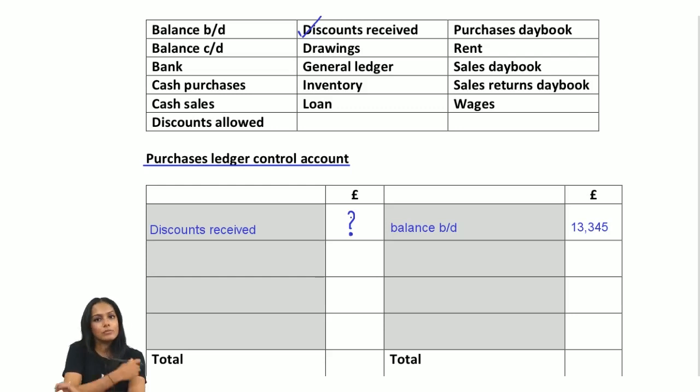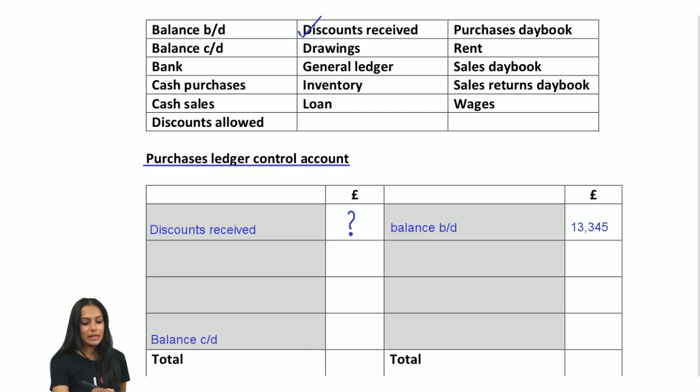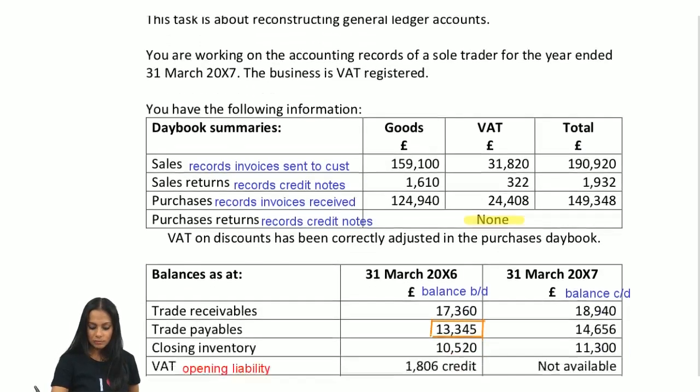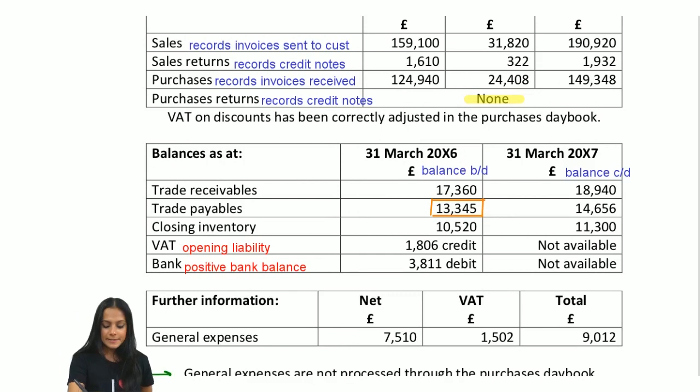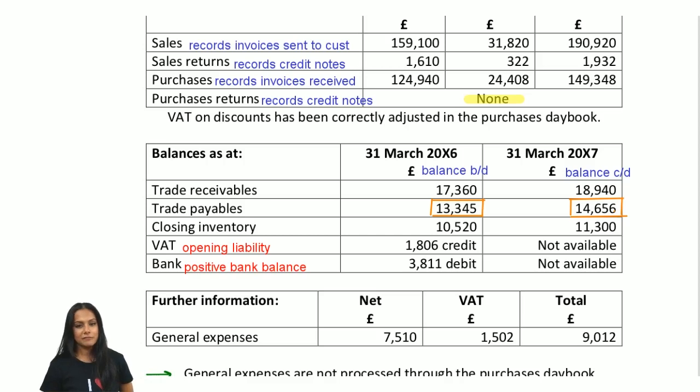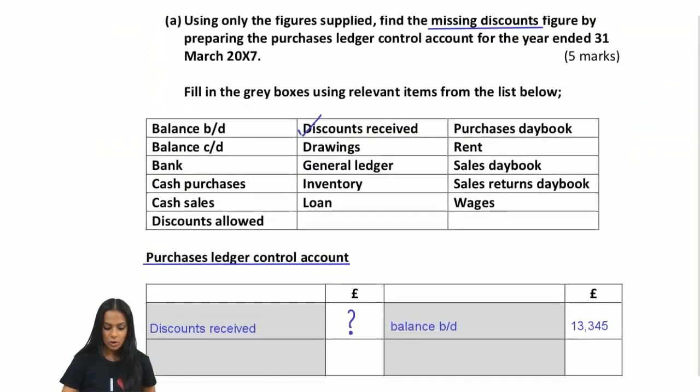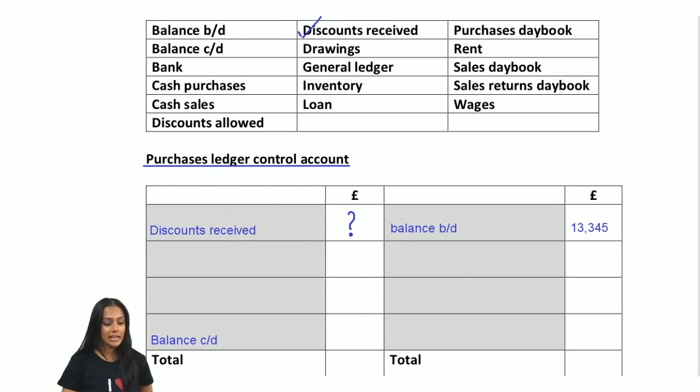Now, I'm also going to enter the balance carried down. The balance carried down is going to make its way to the debit side because it will be brought forward to the next accounting period on the credit side. So balance carried down, this was given to us in the information on the previous page. There we go. It says the balance brought down at the end of the period is 14,656. That is how much we should be owing our suppliers at the end of the period.